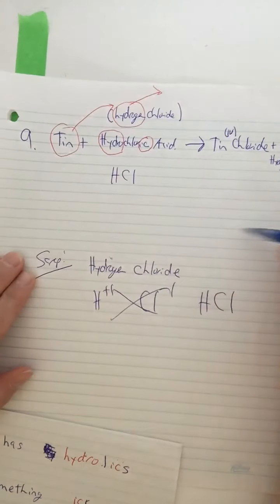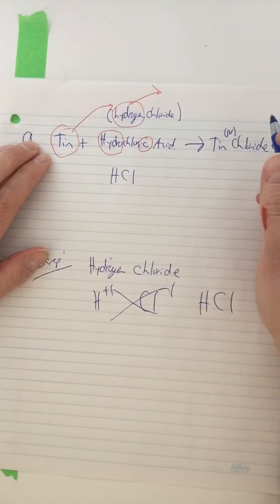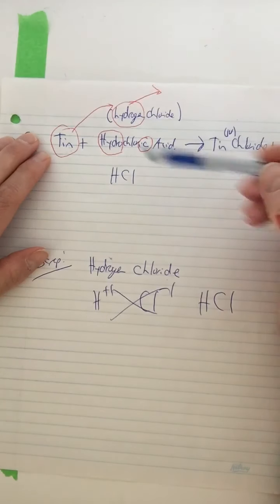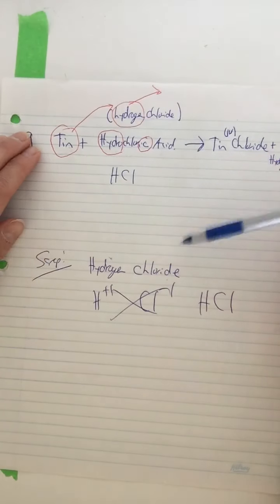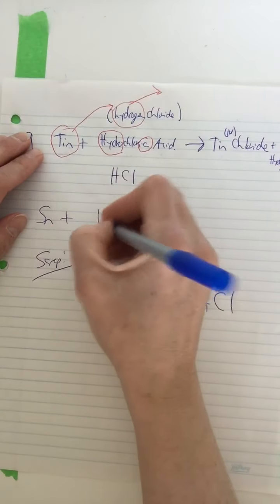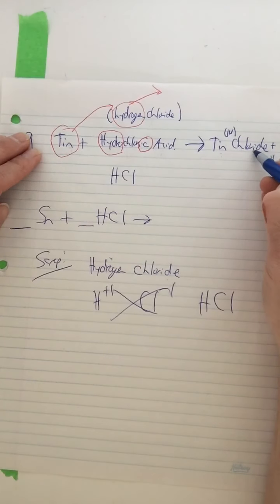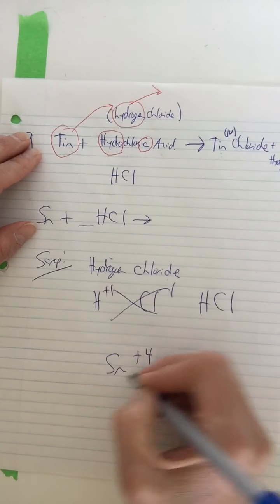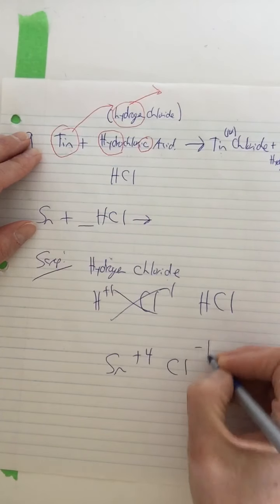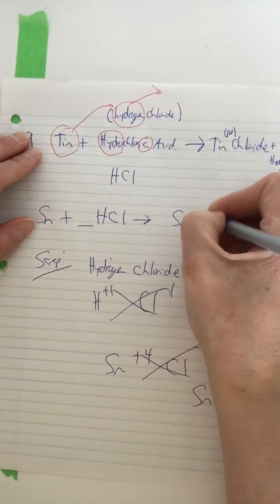All right, so let's look at what this looks like after we've scrapped it out. So tin is going to bump the hydrogen. Let's see what this looks like. Well, tin is Sn. I know that's strange, but that's what it is. Plus HCl, we already saw that. Yields tin. I told you it was 4, so tin 4 chloride. So tin 4 is Sn plus 4 with the chloride. So it's SnCl4. That's what tin 4 looks like.